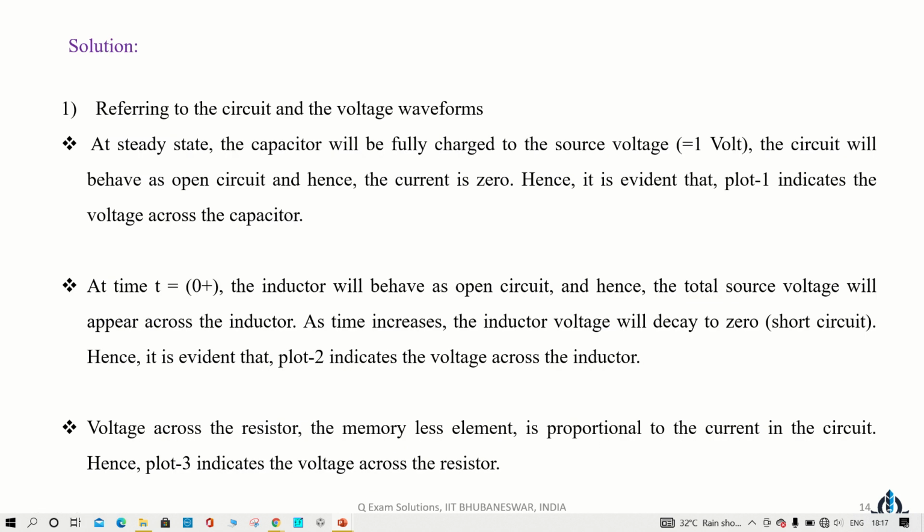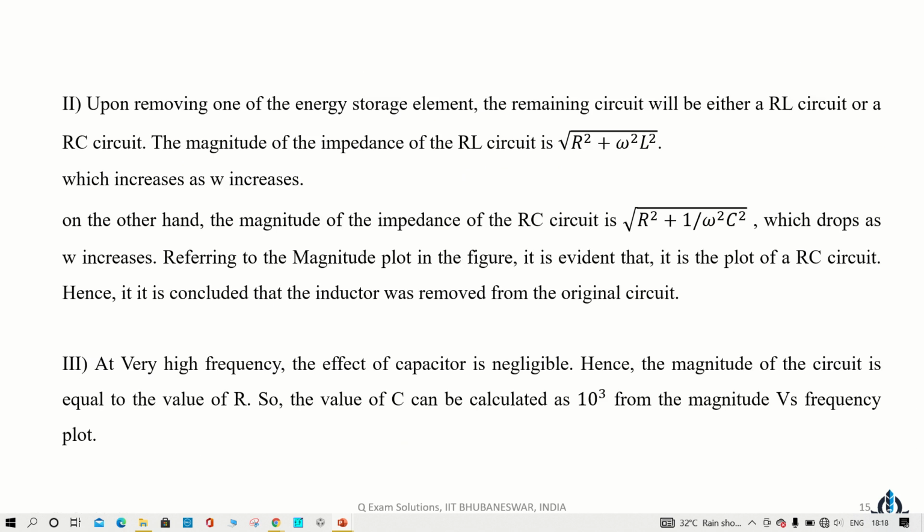For the first part, the solution I have already told you: in a steady state the capacitor is fully charged to 1 volt. All those things I have explained here, you can read. And for the second part also, which element is removed, you can read here.